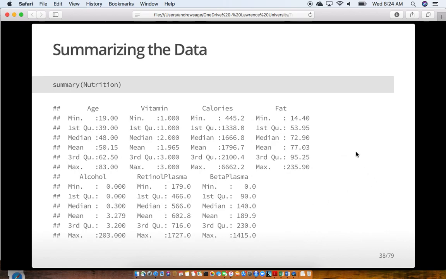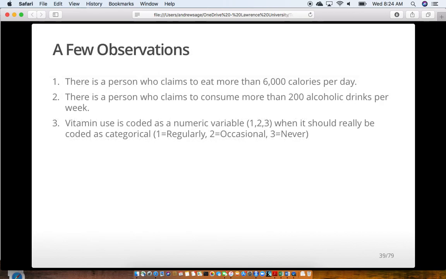We can also get a numerical summary of the data using the summary command in R. A few observations that we noticed. We have someone who claims to eat a lot of calories and also someone who claims to consume a lot of alcoholic drinks in a week. Also, the vitamin use variable, reading in the description, is coded as 1 representing regular vitamin use, 2 representing occasional vitamin use, and 3 representing never using vitamins. We should recode this variable as categorical rather than numeric so that it's handled properly in our model.